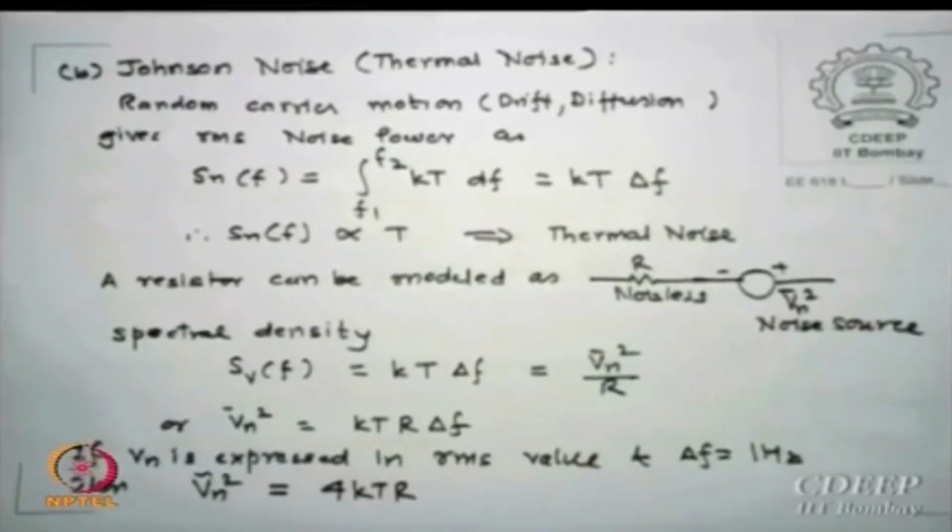Ion square will be Vn square by R square. Vn by R is the current, so the average noise current squared is essentially Vn square by R square, and that is called the current noise source. So why I am showing you this is Thevenin's equivalent; the other could be Norton's equivalent.